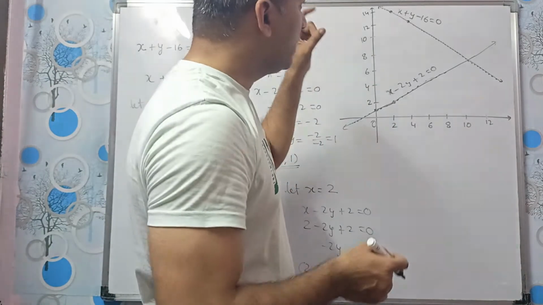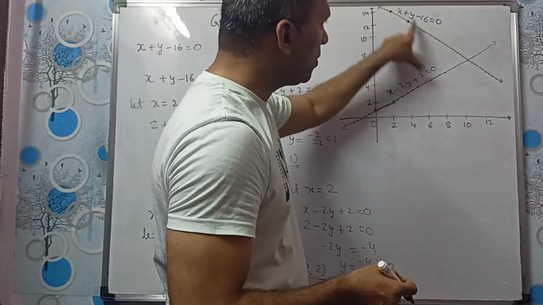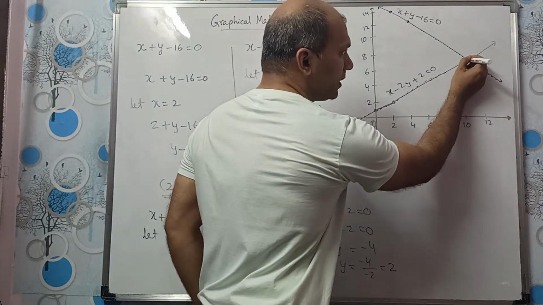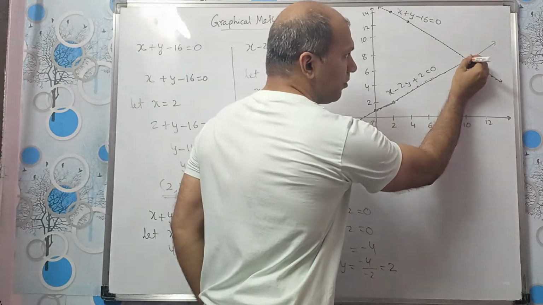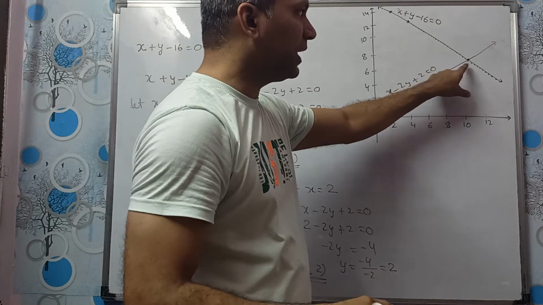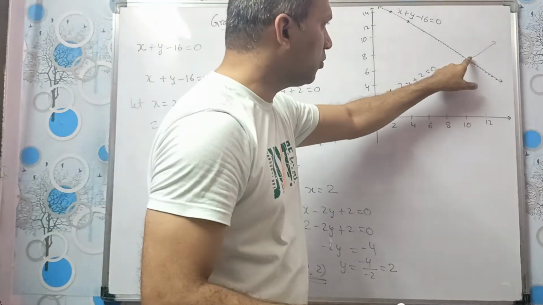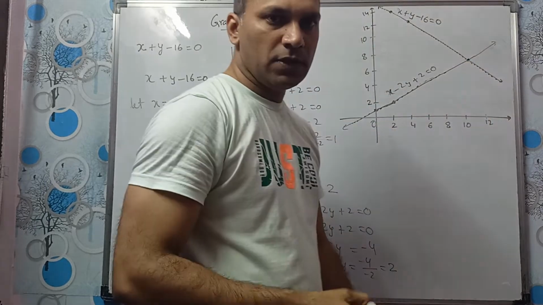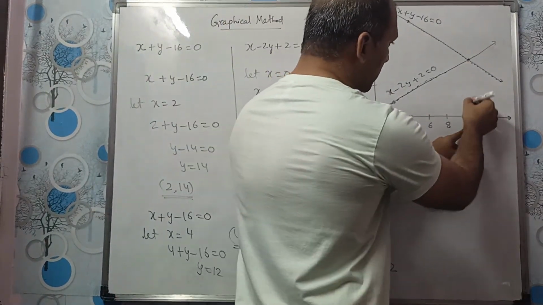That means we need a point which lies on both the graphs, or both the straight lines. Which point? This point. The point of intersection of these two lines is our solution, because this point will lie on this line also, and this point will lie on the first line also. What is that point?